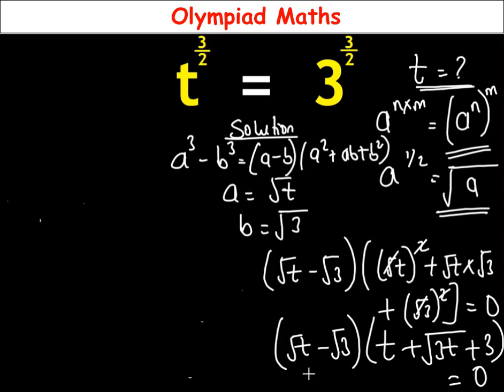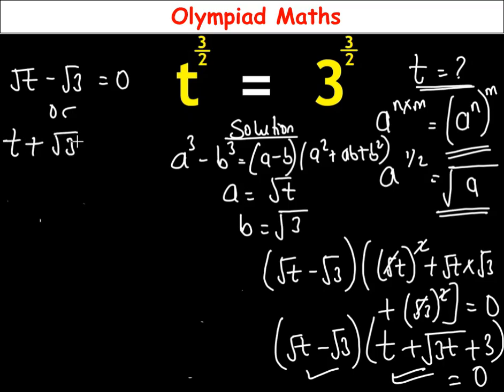At this junction, this is equal to 0, or this can be equal to 0. So from here, we have it that root t minus root 3 is equal to 0, or the second one, that t plus root 3t plus 3 is equal to 0. So let's then solve for the value of t from this first equation.